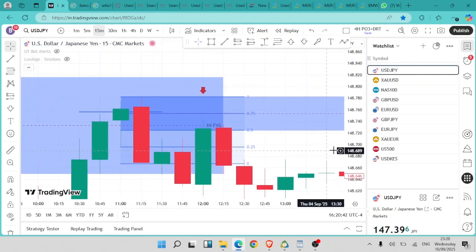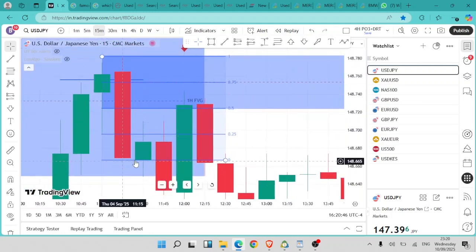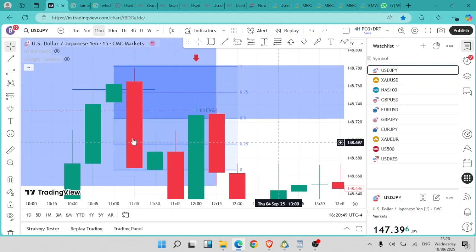In one of the models I've been taught by my mentor, you have a dealing range and an engulfing candle outside of this fair value gap. We'll have a dealing range of this engulfing candle. In our case, it is this candle right here, this bearish candle.